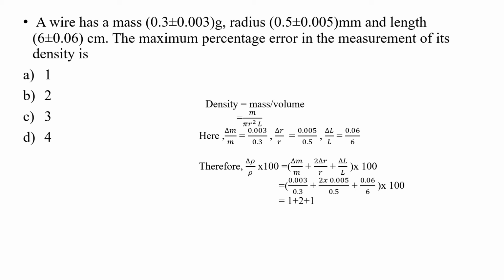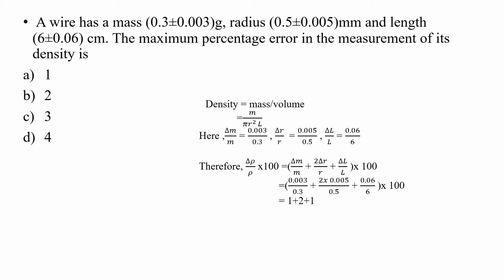Okay. Now what is meant by density? Density is equal to mass by volume. Mass will be represented as m and volume will be pi r square L, since it is a wire. Therefore, delta rho by rho into 100, that is the percentage error in the measurement of density, will be equal to delta m by m plus 2 into delta r by r plus delta L by L, into 100.